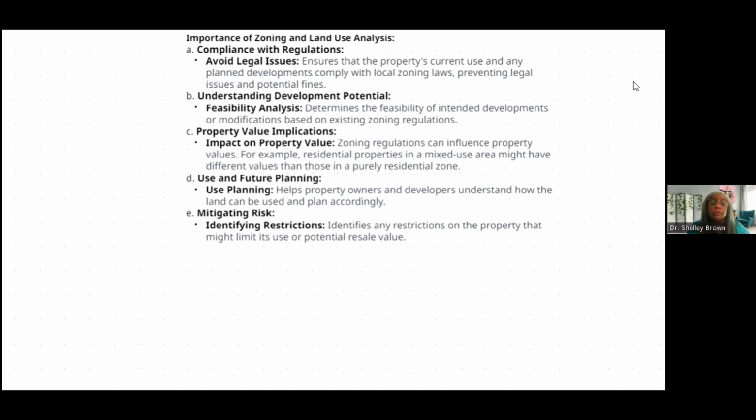I ended up doing a 1031 tax exchange. And we'll talk about that in another video as well. But that is really a great use of that investment, that 1031 tax exchange. Mitigating risk. So you're going to identify restrictions. Identify any restrictions on the property that may limit its use or potential resale value. So that kind of goes with what I was just saying with the covenants and restrictions. If there are restrictions on the property, then you can only do what is allowed for that property.